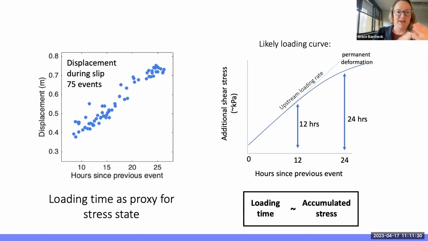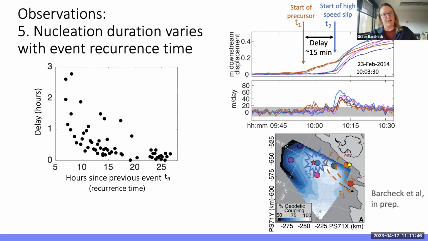So essentially what I'm trying to say is that we don't necessarily know the shear stress on the fault, but we can estimate in a relative sense whether it's higher or lower based on how long it has been since the previous slip event. And so there are some pretty interesting things that actually co-vary with recurrence time for the glacial stick slip cycle.